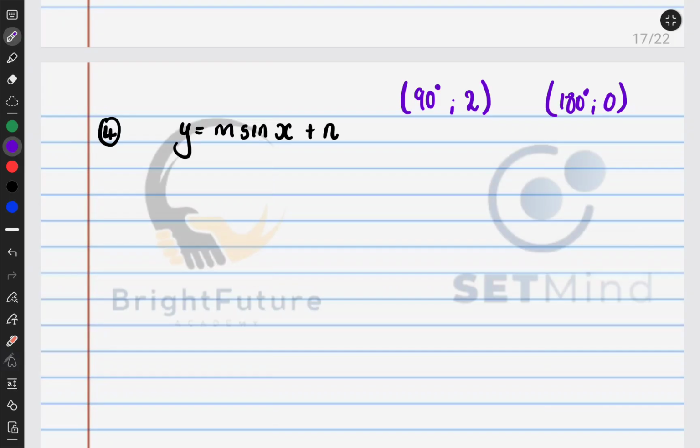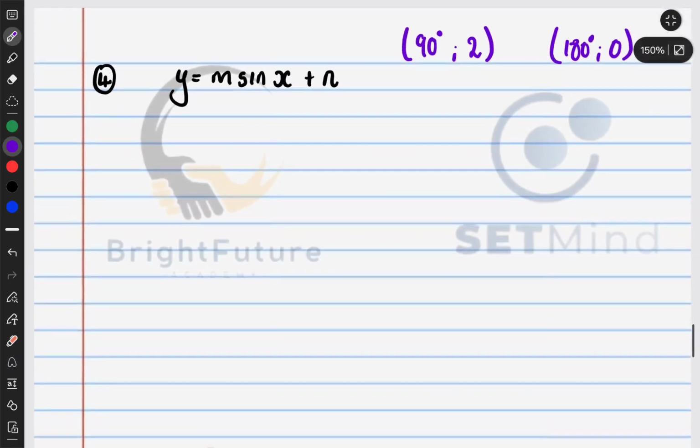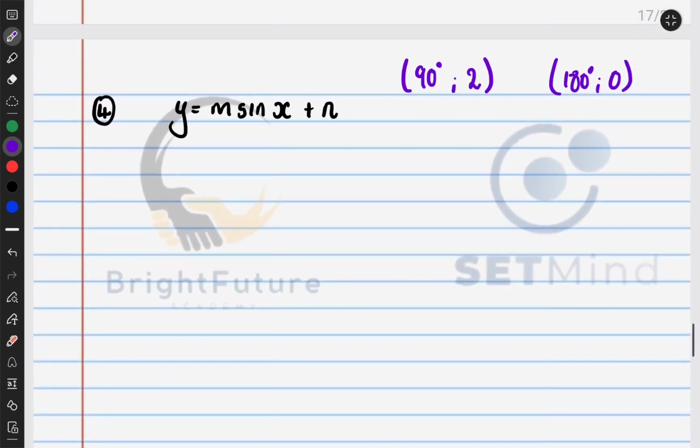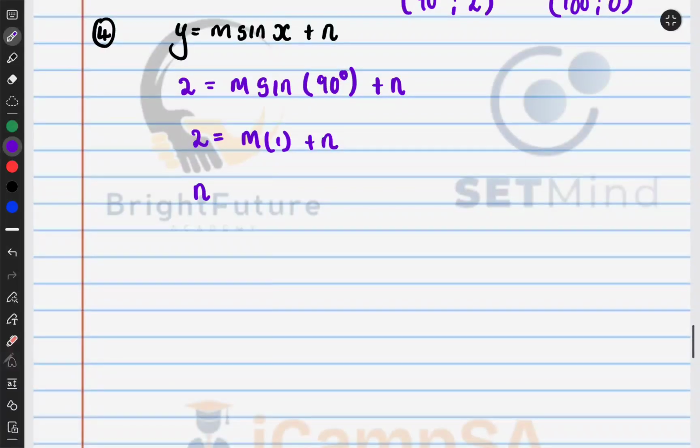So we have to substitute so that we can formulate our equations that we will solve simultaneously, where y is equal to 2, x is equal to 90 degrees, plus n. What is sine 90 degrees? Sine 90 degrees is 1. So we're going to have 2 is equal to m into 1 plus n. Let's make n the subject. Therefore, n is equal to 2 minus m. And this is our equation 1.